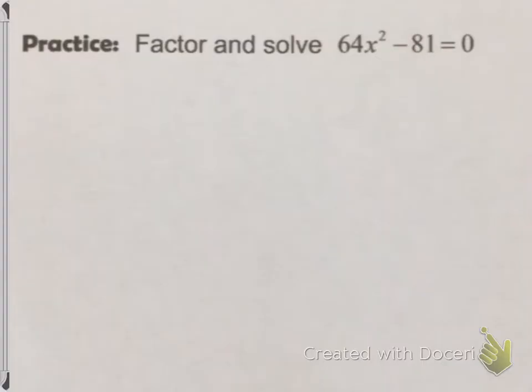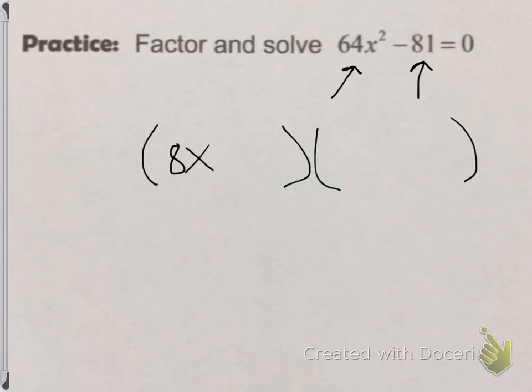Two last examples of this. Same thing going on here though. On that 64x squared and 81, they're both perfect square numbers. The 64 square roots to 8x, so I'm going to put 8x in the front. The 81 square roots to 9, and again to get those middle terms to cancel, one has to be positive and one has to be negative.